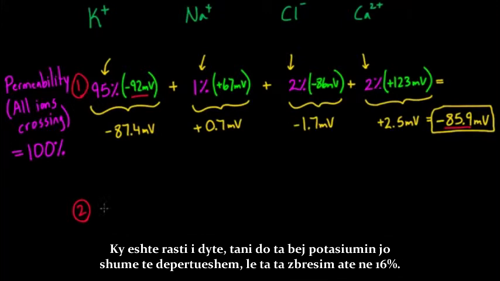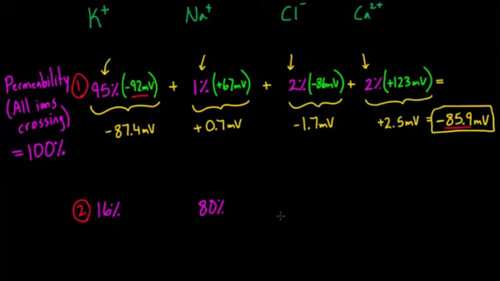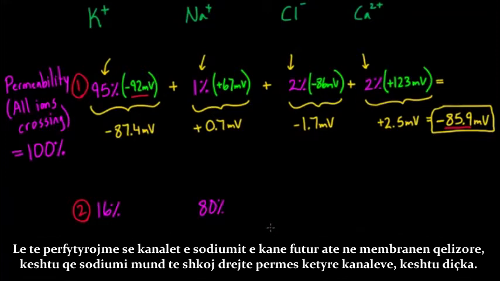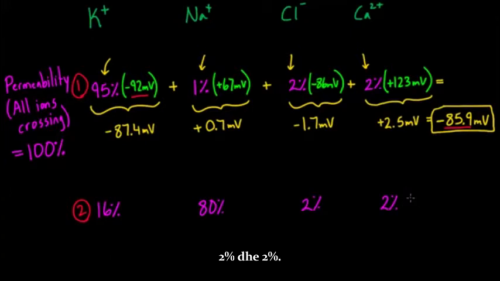Now I make potassium not very permeable at all. Let's say I drop it all the way down to 16%. Okay, 16%. And I raise sodium all the way up to 80%. So now all of a sudden our same cell as before is very permeable to sodium. And you might think, well, how would that be the case? Let's imagine that sodium channels get put into the cell membrane so that sodium can just go right through those channels. But let's say that the other two ions stay about the same, 2% and 2%.